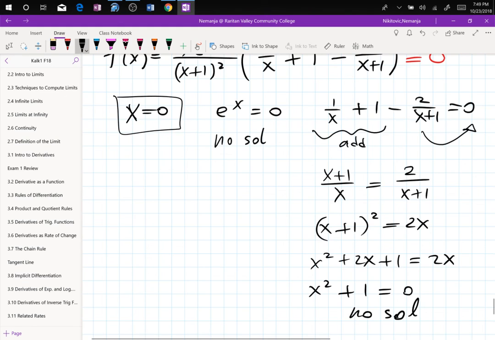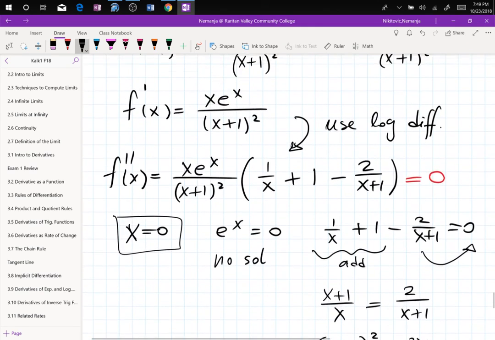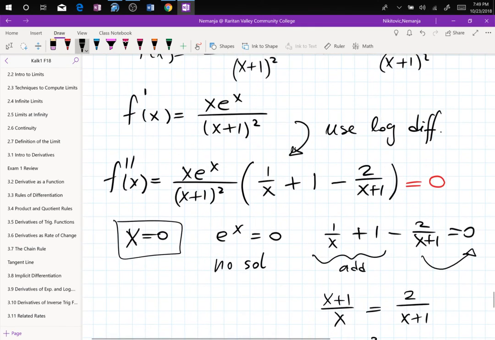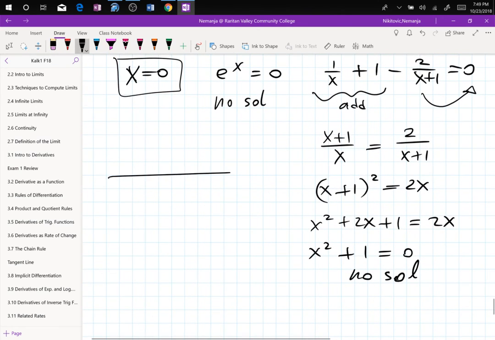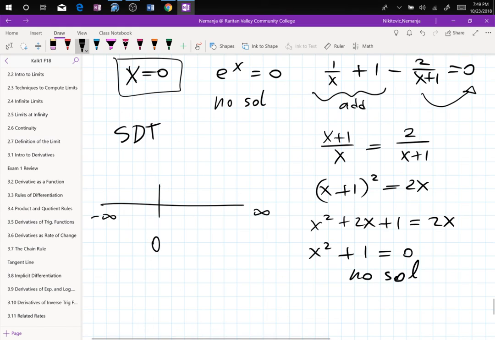So we have x equals 0. We do the partition on x equals 0. And what else do we have? We have a vertical asymptote at -1, right? So as we do our partitioning now, second derivative test partitioning, we go from -infinity to +infinity, and we have a partition at -1 and 0. So these are the two partition values. One is the inflection point and the other one is the vertical asymptote.